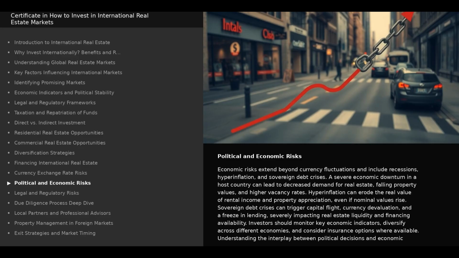Sovereign debt crises can trigger capital flight, currency devaluation, and a freeze in lending, severely impacting real estate liquidity and financing availability. Investors should monitor key economic indicators, diversify across different economies, and consider insurance options where available. Understanding the interplay between political decisions and economic outcomes is crucial for navigating these complex international markets effectively. Vigilance is a key attribute for success.